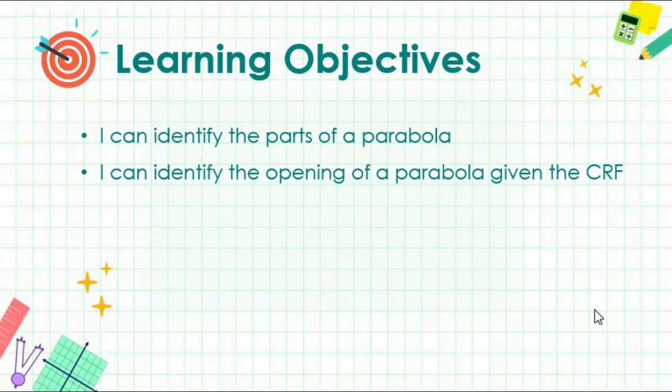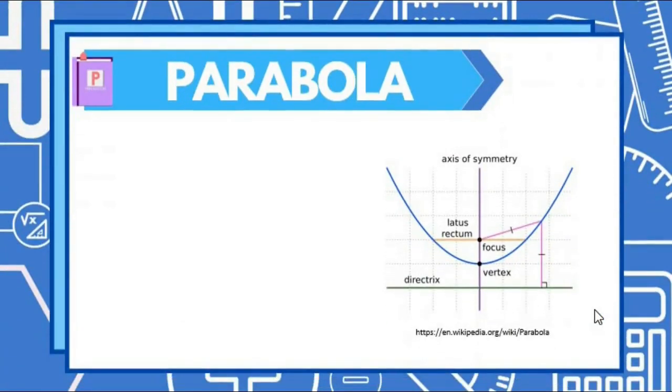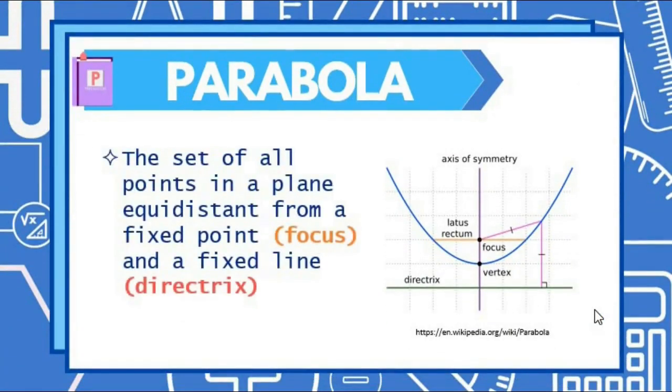Let me now discuss the basic concepts about a parabola. To start off, we define what a parabola is. A parabola is defined as the set of all points in a plane equidistant from a fixed point called the focus and a fixed line called the directrix.